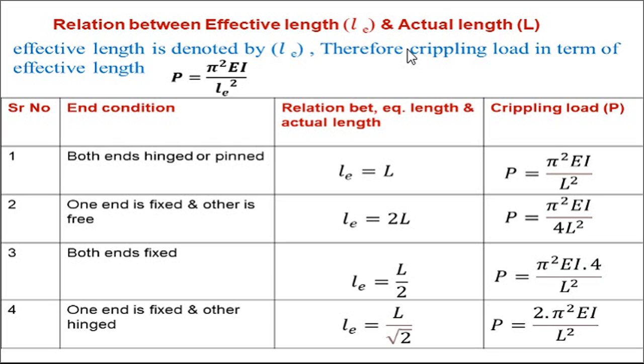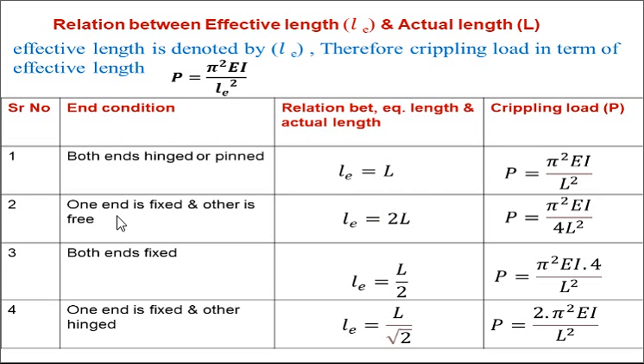Okay, so in the tabular form you can see the end conditions. First condition, both ends are hinged. In that case, the effective length and actual length are both equal. If you put that value in the above crippling load equation, or Euler's equation, here P is equal to pi square EI divided by L square. So instead of LE we have put L. That's why the equation is the same, because here the effective length and actual length are the same.